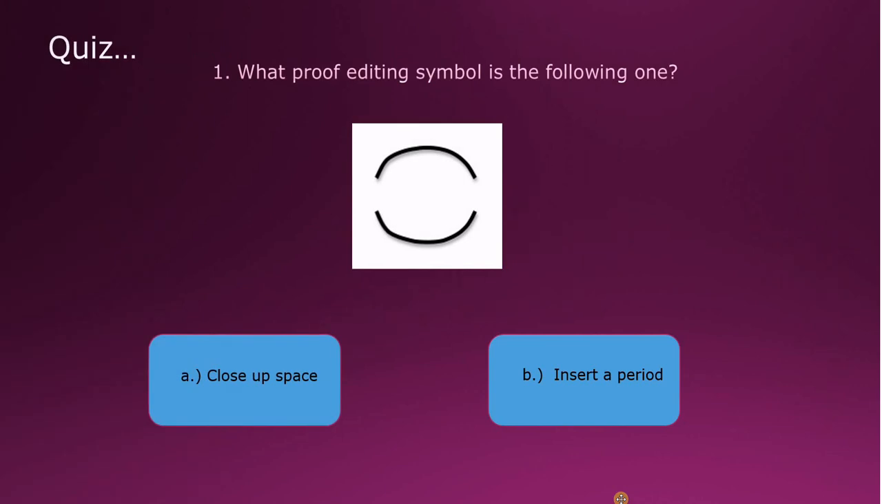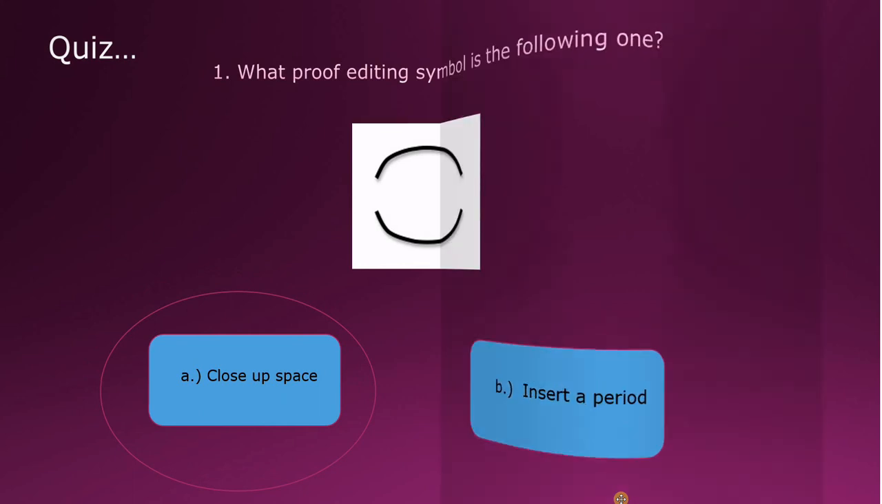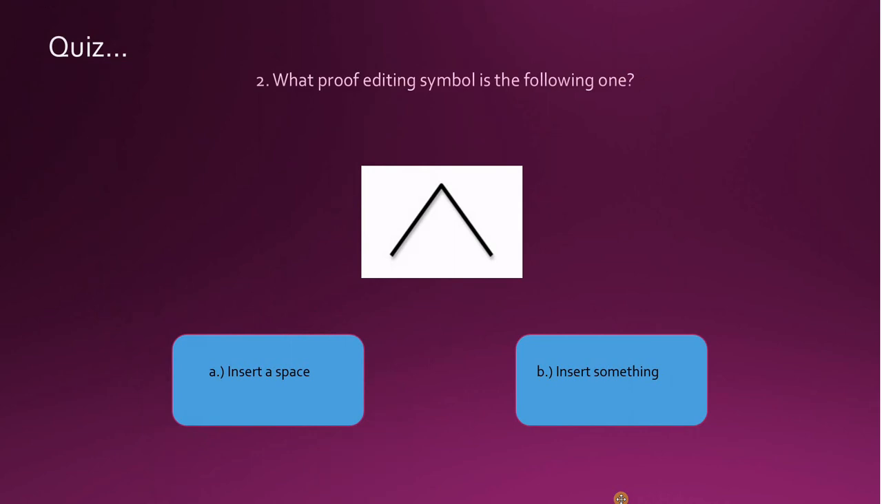Now it's time to take a quiz. What proof editing symbol is the following one? Is it A, close up space, or is it B, insert a period? If you chose A, close up space, you are correct. Number 2, what proof editing symbol is the following? Is it A, insert a space, or is it B, insert something? If you chose B, insert something, you are correct.